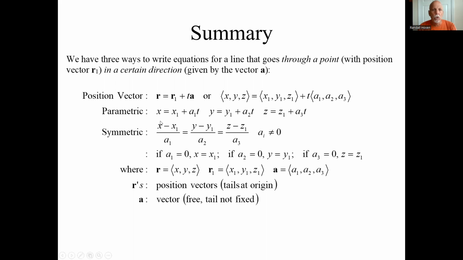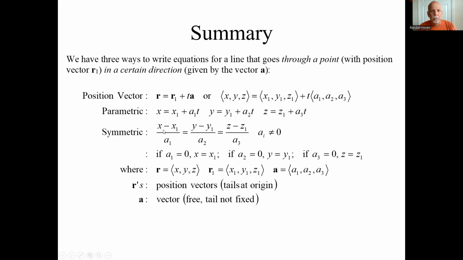I mean, if you look at any of these three forms, you know a point on that line and the direction vector of the line, or a vector parallel to the line. Like take the parametric form. The point is these little numbers here: x1, y1, z1. That's the point along that line. And the direction vector is these things in front of the t's. A1, A2, A3 is the vector parallel to the line.